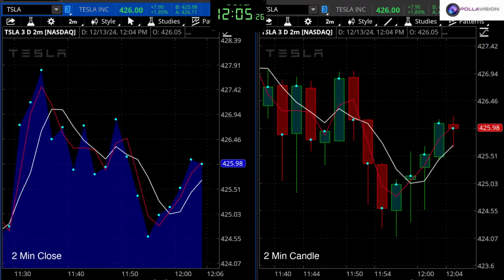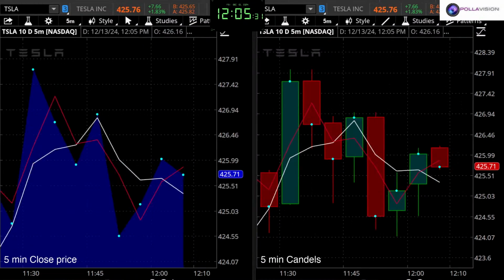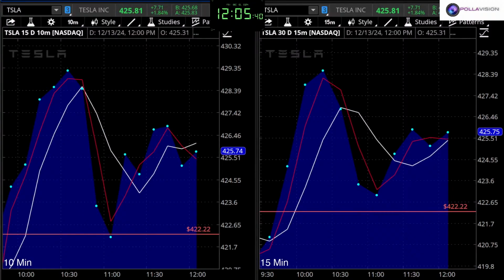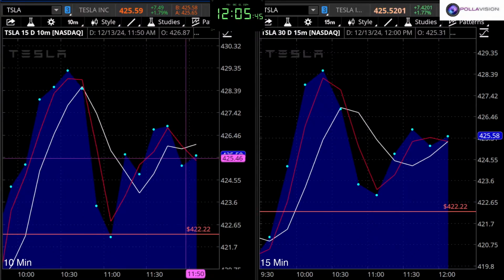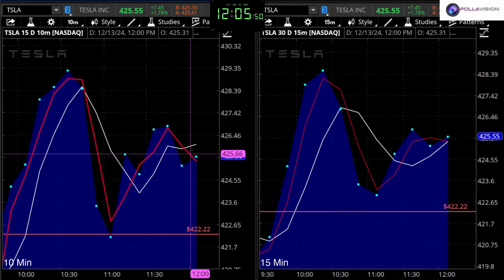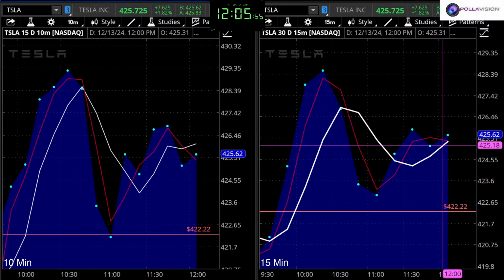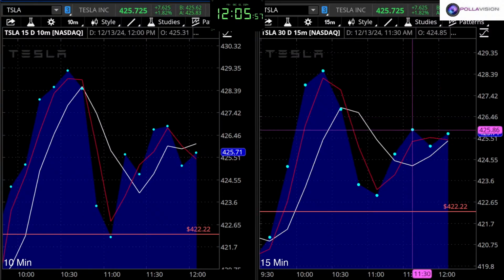Let's look at the 3-minute. 3-minute, 3 green bars. 5-minute, got a green bar. We're still above the 2, above the 4. Price is above the 4. Let's look at 10, 15 minute. Oh, nice move here. The 10 is now above the 2. The 15 minute reversed above the 4. That's good. We want to take out 425.86.